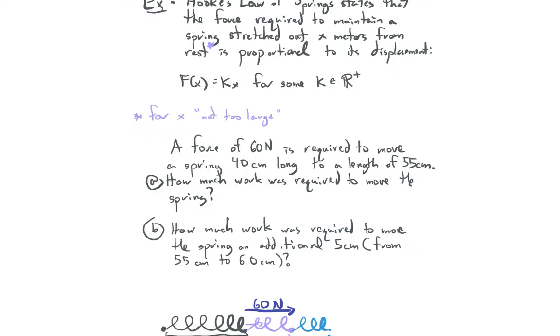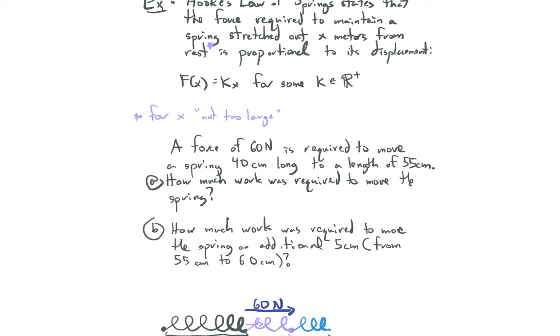Okay, let's look at another example here. And this involves Hooke's law of springs. So let me tell you what's going on here. The idea is that the force required to maintain a spring stretched out x meters from rest is proportional to its displacement. So the force required is some constant, called the spring constant, times the amount you're stretching the spring out from rest. And just to be clear, this doesn't hold for all x, but as long as you're not stretching the spring an incredible amount, this will hold.